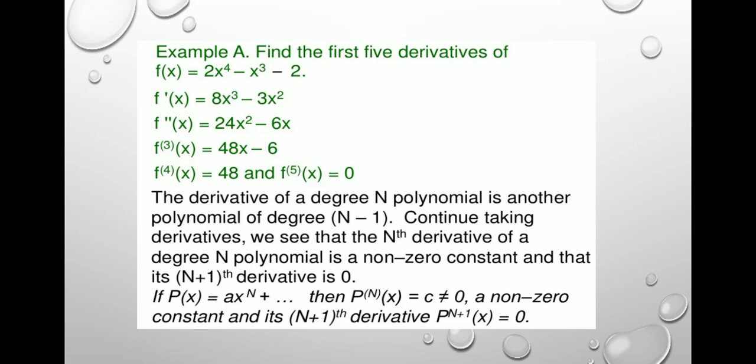The derivative of a degree n polynomial is another polynomial of degree n minus 1. Continuing to take derivatives, we see that the nth derivative of a degree n polynomial is a non-zero constant, and that its (n plus 1)th derivative is 0. If p of x is equal to a x to the n plus and so on, then p superscript n of x is equal to c, not equal to 0, a non-zero constant, and its (n plus 1)th derivative p superscript n plus 1 of x is equal to 0.